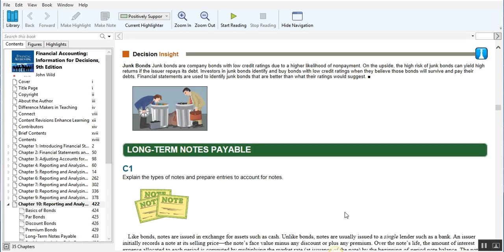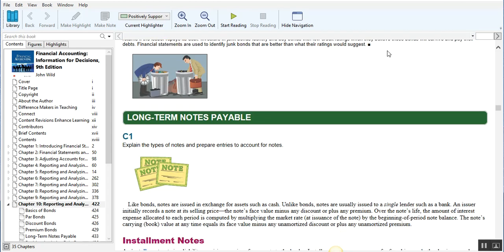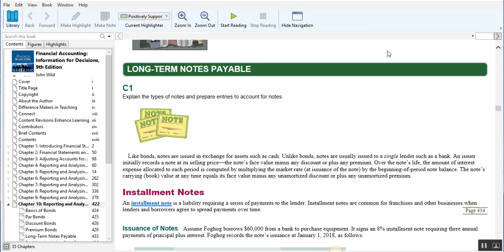Okay, another, by the way, they have a little insight here into junk bonds. These were very popular a long time ago, and they were bonds with very, very low credit ratings, and many of them didn't really repay their obligations. But anyway, sometimes they worked out well, and so investors were able to get quite a bit of money out of them, but that was a high-risk venture.